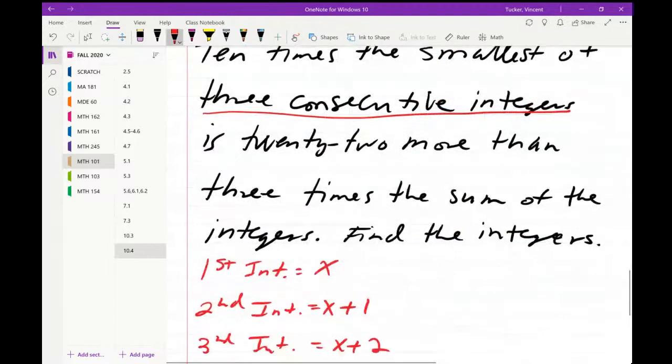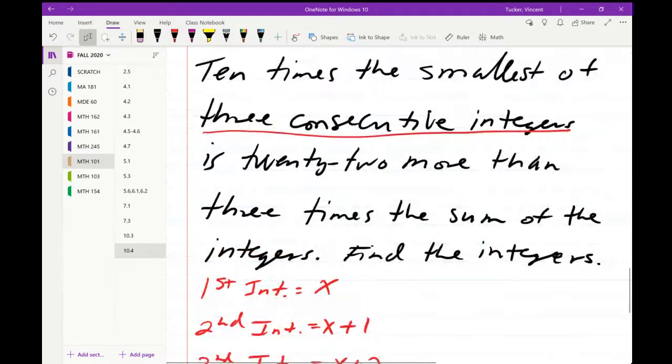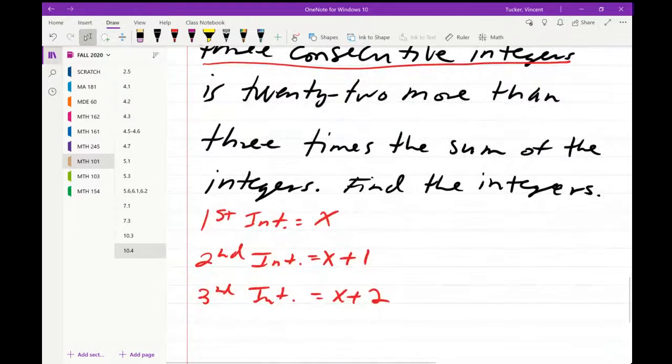If they wanted a fourth integer, then we would have done x plus 3, x plus 4, and so on. You would just keep going. I'm pretty sure they're not asking that much of you; I'm just saying, for future reference. So those are our 3 integers. It says 10 times the smallest of the 3 consecutive integers. If you're talking about the smallest, that would be the x.